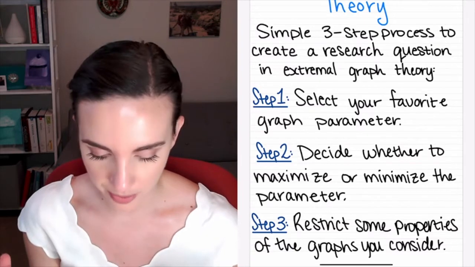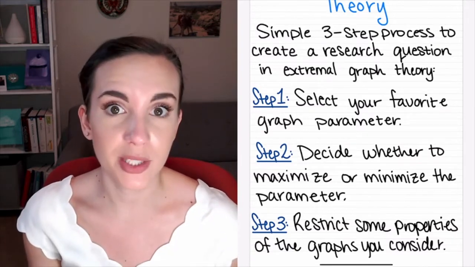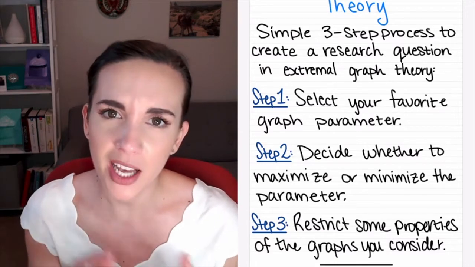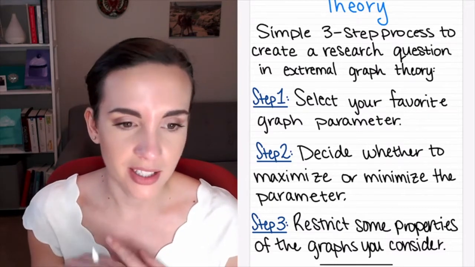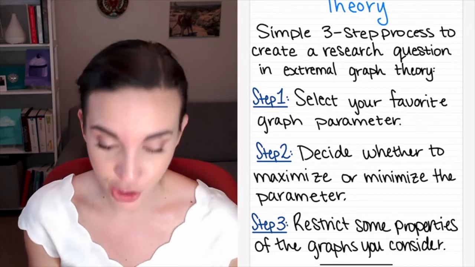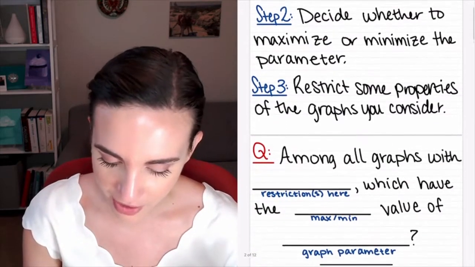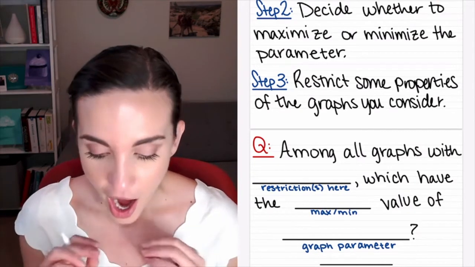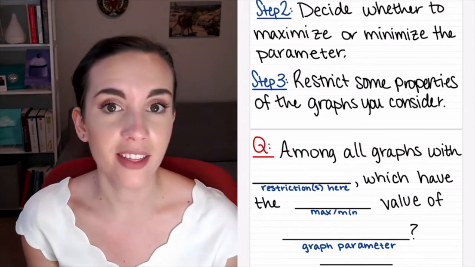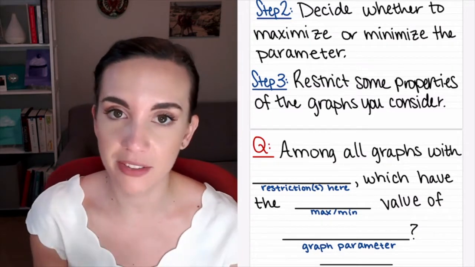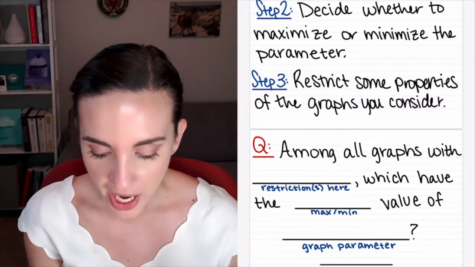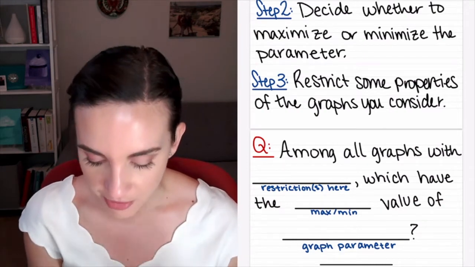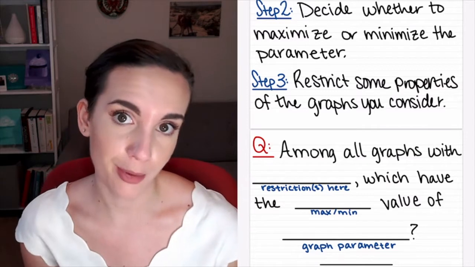So once we've nailed down these three steps, we have a graph parameter, we decided whether to maximize or minimize it, and we kind of narrowed down the types of graphs we are going to consider, we can formulate our research question with this fill-in-the-blank structure that I have here. So our research question is, among all graphs with whatever restrictions you're putting on the graphs that you're considering, which have the maximum or minimum, whichever you decided, value of that graph parameter you selected.